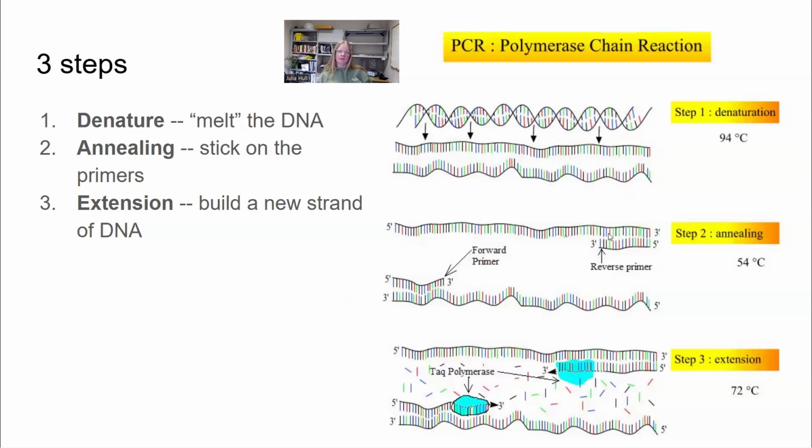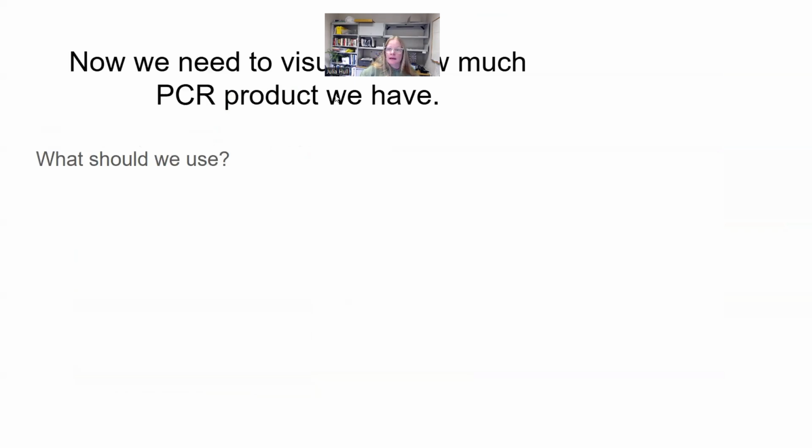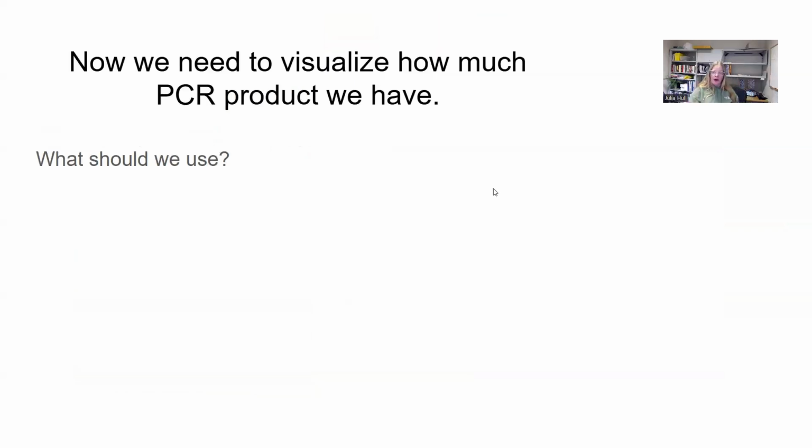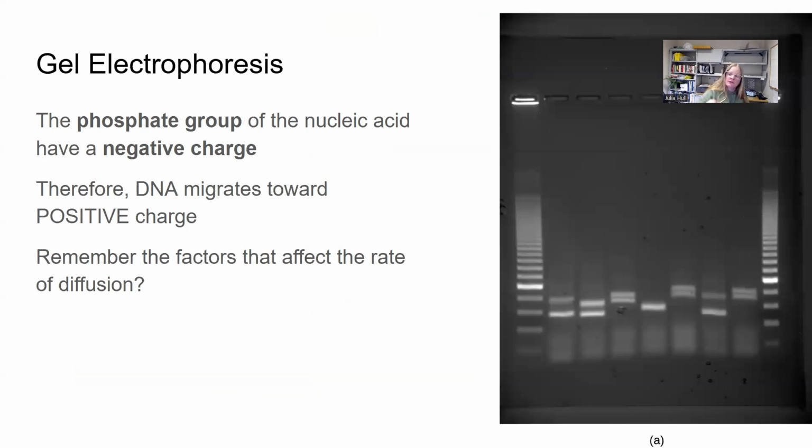So after we get our PCR product, we want to check the quality and quantity of that DNA. So how are we going to do this? We're going to use this tool called gel electrophoresis.